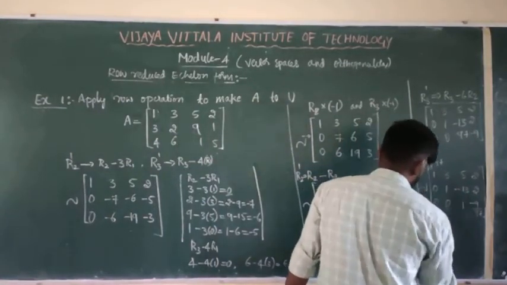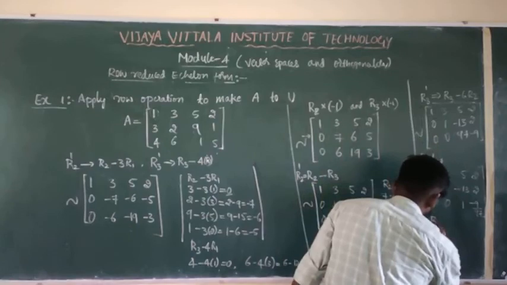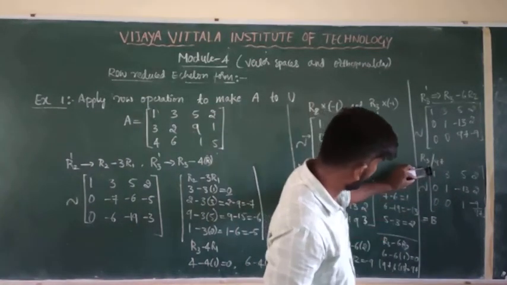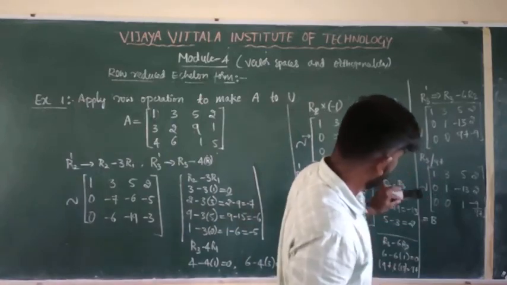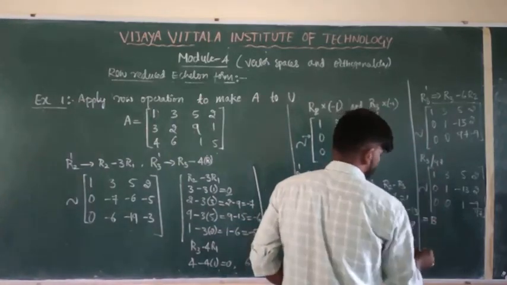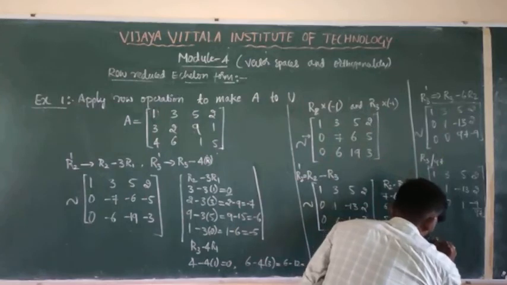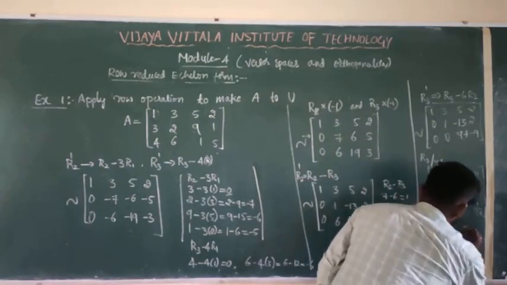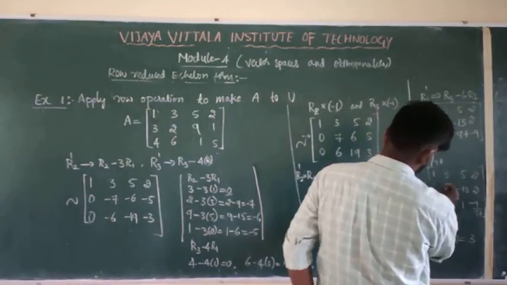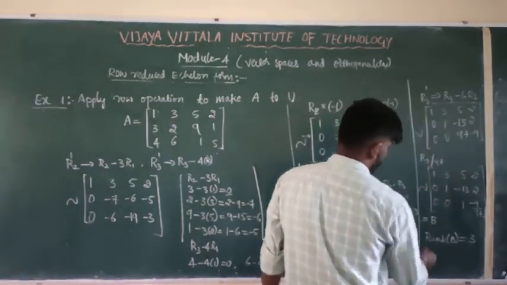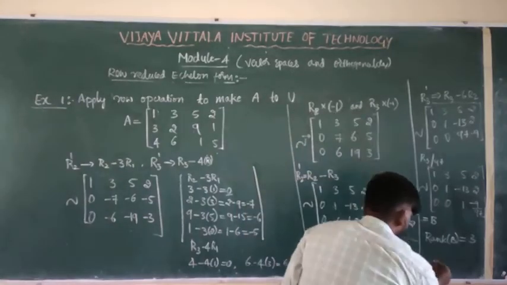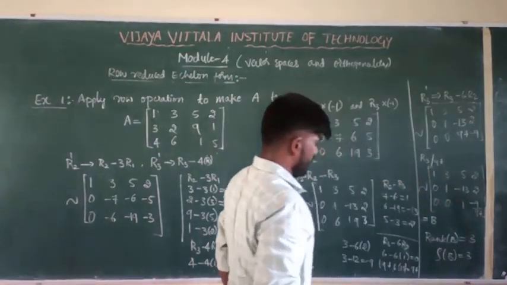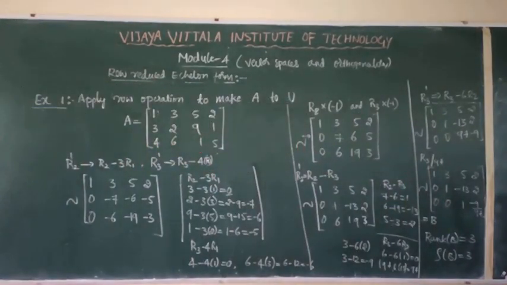We call this matrix B. Here we have 3 non-zero rows. Therefore, the rank of this matrix is the rank of B, which is equal to 3. Since we have 3 non-zero rows, the rank is 3, denoted by rho of B equals 3.